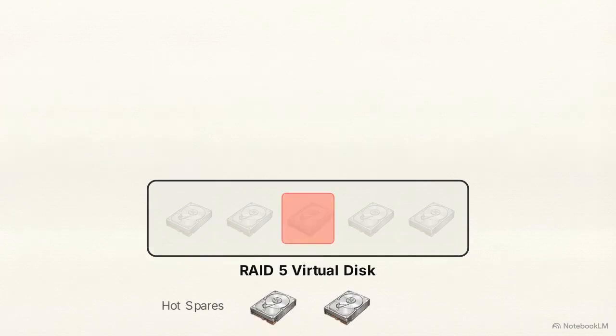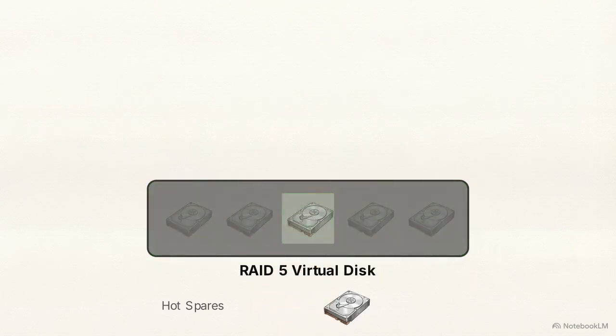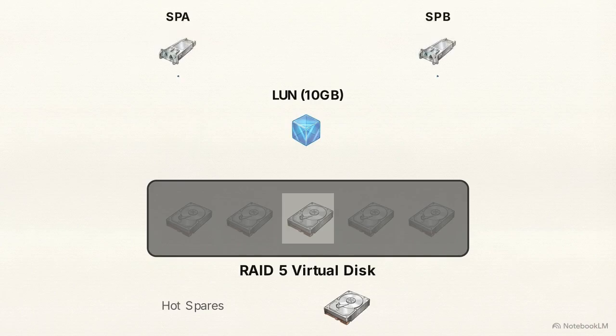Within that array sit hot spares, idle drives waiting in silence. If an active drive fails, a spare instantly replaces it, rebuilding data while the virtual disk remains intact. We cannot expose a massive virtual disk to every server. That creates chaos. Instead, administrators carve out an isolated slice, the logical unit number, or LUN.